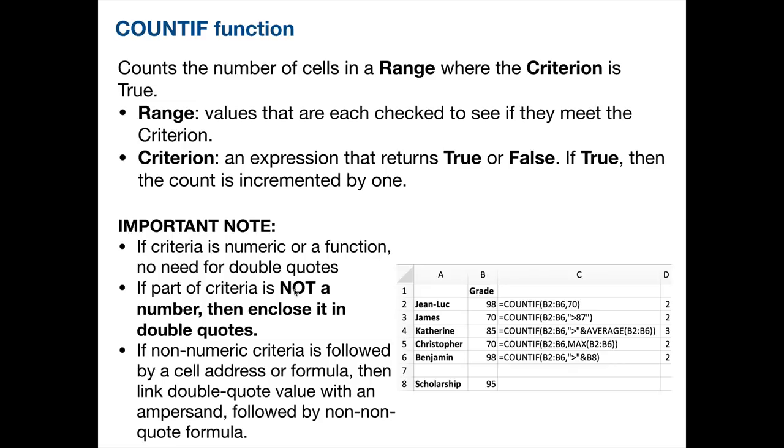Now this mentions if part of the criteria is not a number, then enclose it in double quotes. So that's why, here's our range here, and we can say quote greater than 87 and close quote. So we're saying essentially how many are above 87, 1 and 2 right here. So that's why we show up with a 2. Now if we want to go ahead and find out how many are above the average, this is where we've got non-numeric criteria followed by a formula. So we've got to use an ampersand in between. So we say, okay, here's our non-numeric criteria, which is greater than, but then we've got to say ampersand and then our formula value afterward. So that's just where it gets a little bit tricky in here.